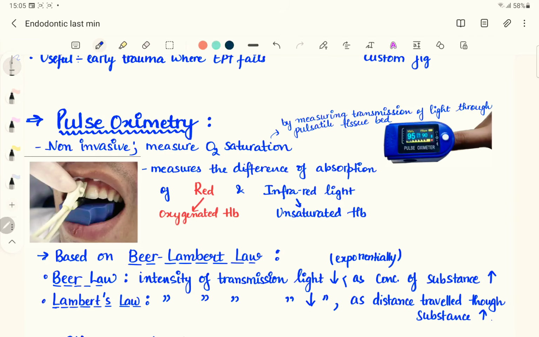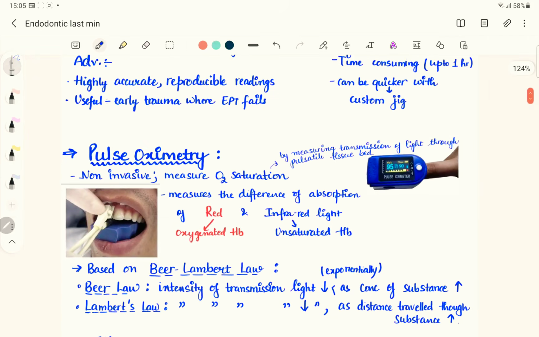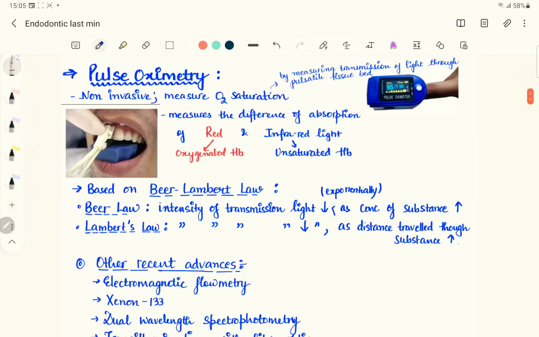So if the substance is moving very fast or the distance traveled through the substance is longer, then the intensity of the transmitted light will decrease exponentially. Basically the pulse oximeter is going to measure the oxygen saturation. If you are using it on the finger, it tells us that. If you are using it on the teeth, it is going to tell us the oxygen saturation in the pulp. So it tells us about the vitality of a pulp by measuring the light transmission through the pulsatile tissue bed, through the RBCs.